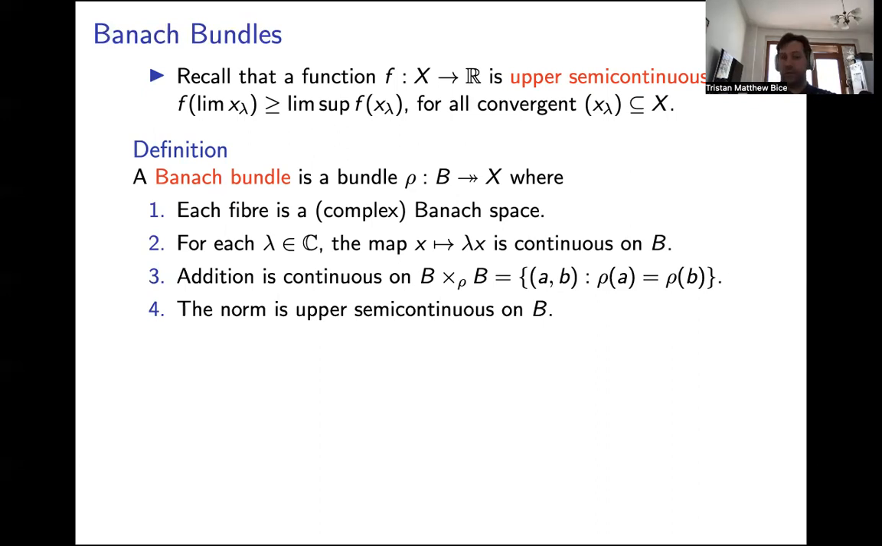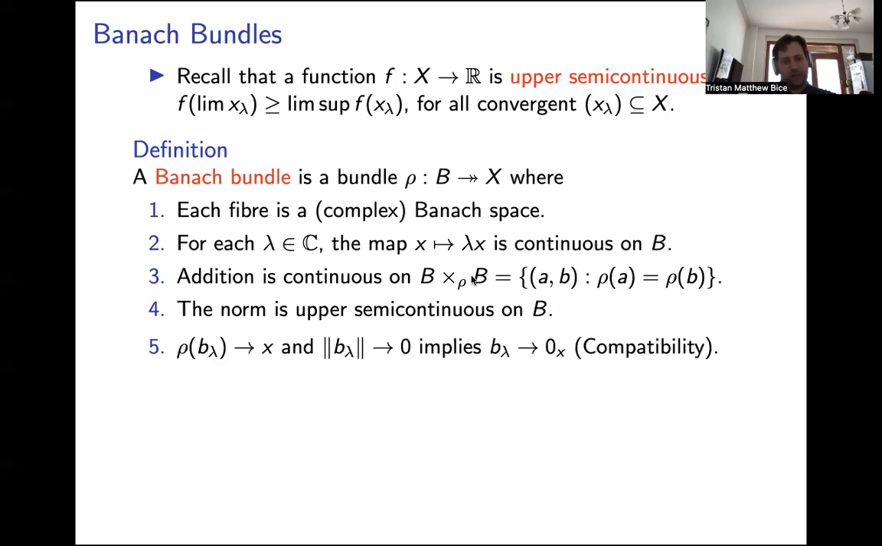And we also want the norm here to be upper semi-continuous. That's why I was worried about upper semi-continuity here. And last but not least, we want this kind of compatibility condition, or at least this is how I view it. It's sort of saying the topology on the total space of the bundle is in some sense compatible with the norm structure.